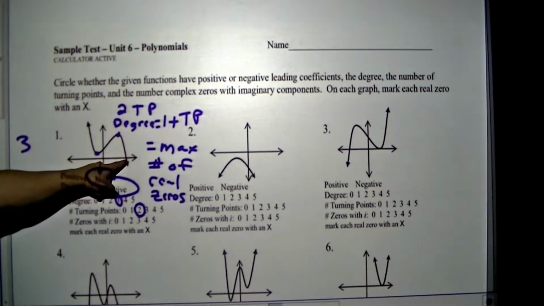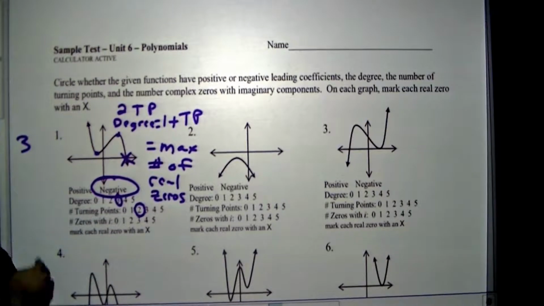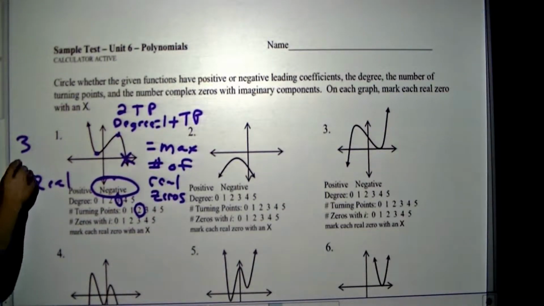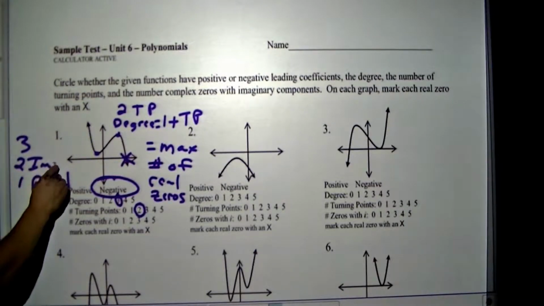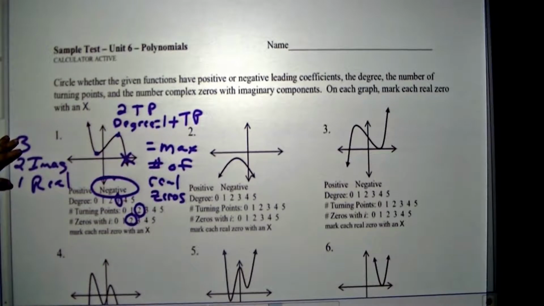So the max number of real zeros I can have is 3. Now, here I only have 1. They want you to mark a real 0 there. So I only have 1 real. That means I've got to get to 3, so that's got to be 2 imaginary. So that's going to be 2 imaginary. Understand that the degree, if I'm at 3, these have to add up to get to that.